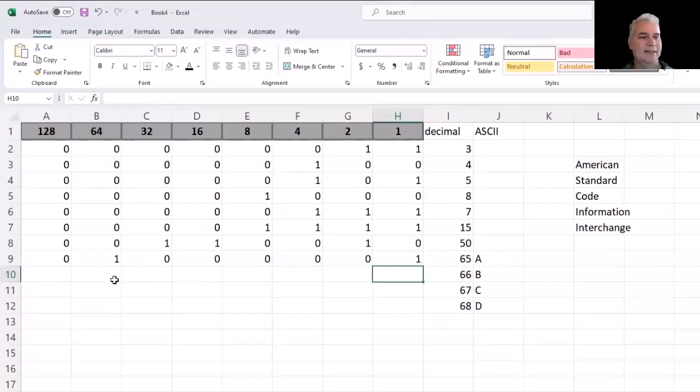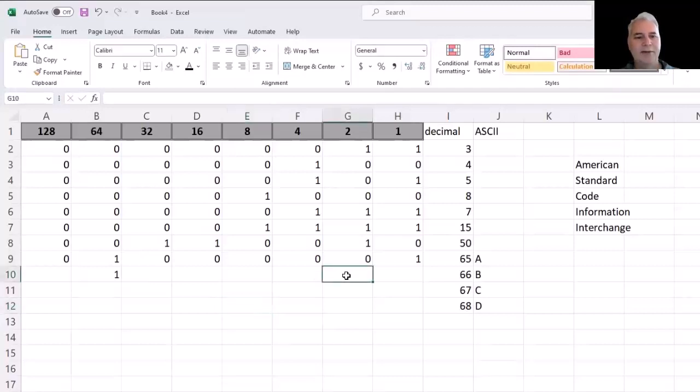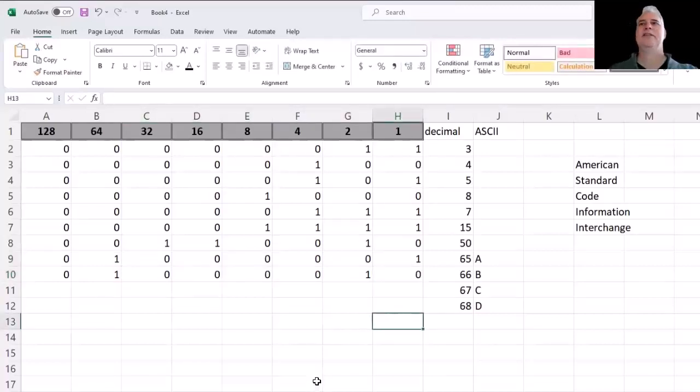Let's do capital B. So someone else give me 66. 1 in the 64s, okay, and 1 in the 2s, right? Okay, can you give me another way to make 66? It's kind of a trick question. The answer is, in binary, there really is no other way to do that because we can't put a 2 in there, right? So it has to be a 1 and a 0. So that's what's kind of cool about this. There's only one way to make this number, right?